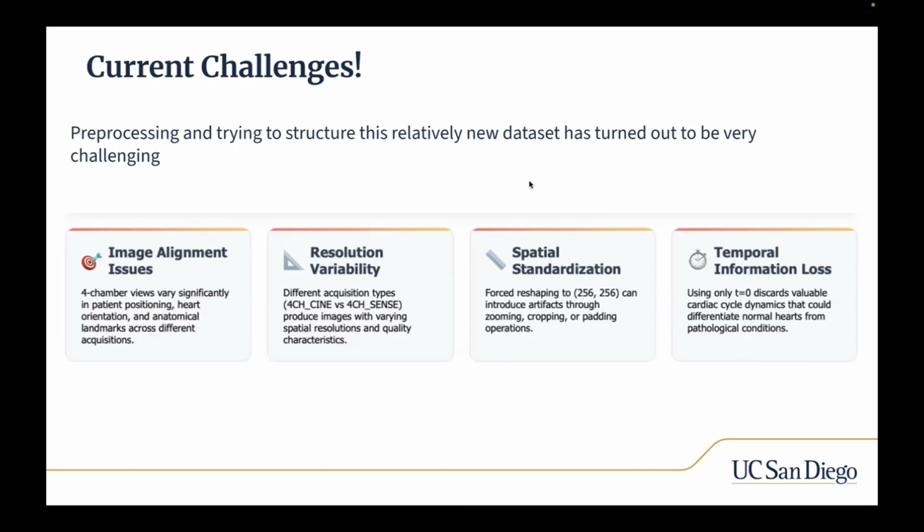And then again, as we said, t equals zero. We're discarding all of the other cycles for now, and it's possible that t equals zero is not even the particular timestamp we need. We need to find the one which shows us the exact septal defect that we're trying to look for. Next slide.